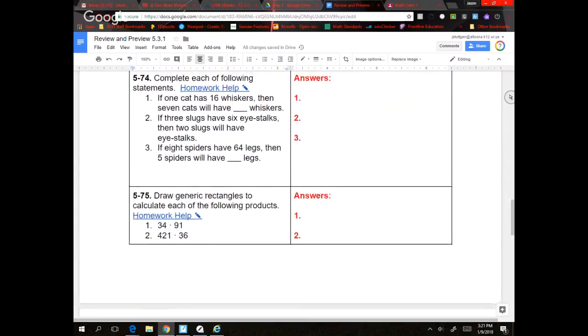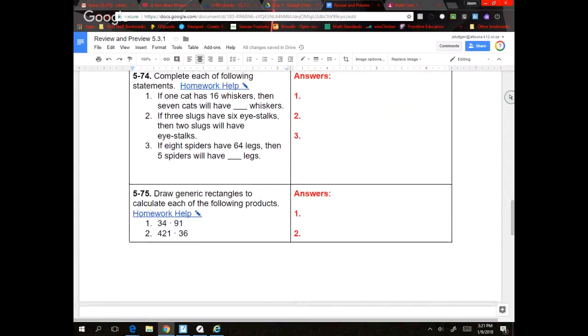We got just some simple multiplication and problem-solving problems. The first one, 1 cat equals 16 whiskers. And then it wants you to find out what 7 cats would equal. Well, I know that 1 times 7 is 7. This is kind of dealing with ratios. I know I have to times this by 7. 16 times 7 is 112.